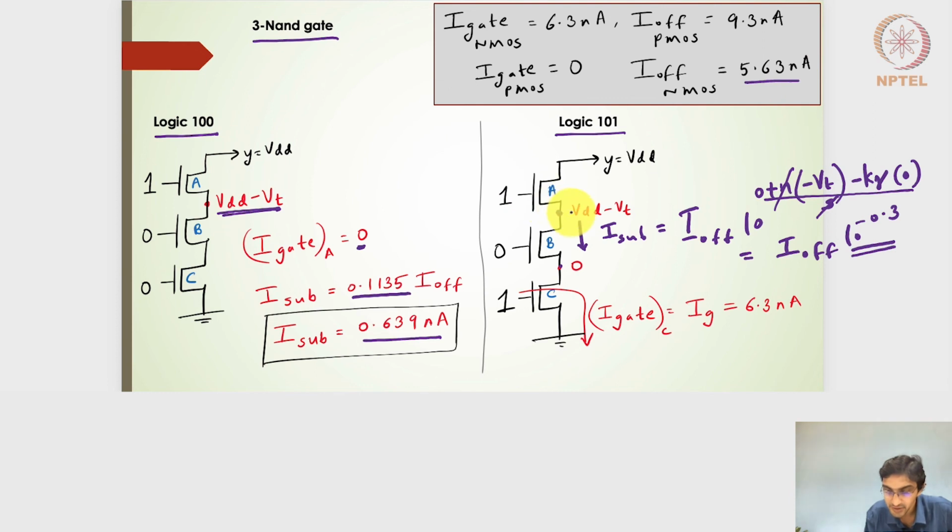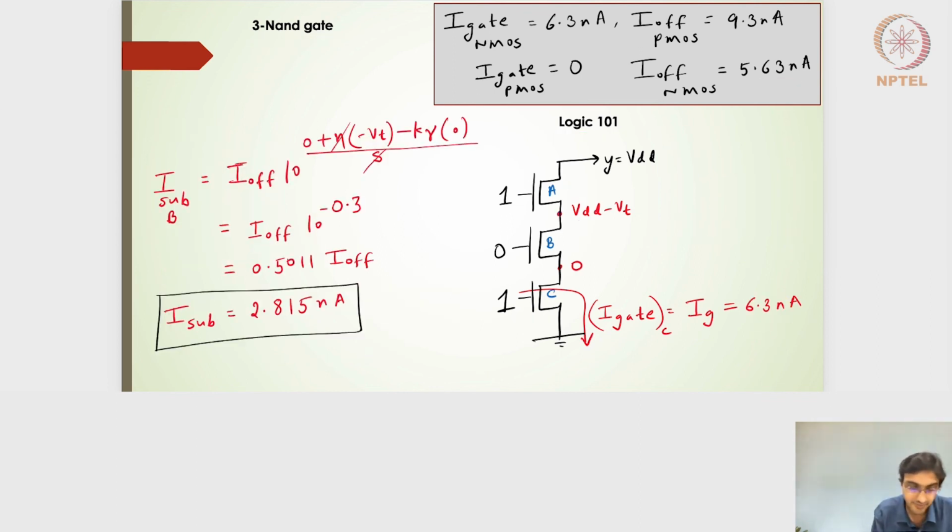The gate leakage current, because this is VDD minus VT, I will have a negligible gate leakage current here from this particular transistor. Right, the gate leakage current is 0. This is anyways an off transistor, so I will have no gate leakage current. I will have a gate leakage current coming from here because the VGS value here is actually 1 volt. So I will have a gate leakage current of the one single NMOS transistor, which is 6.3 nanoamperes. Right, so moving ahead, so this is what we had seen actually for the logic of 101. So the I subthreshold for the leakage current is what is stated here, 10 raised to minus of 0.3, so 0.5011 of I off, and I off is 5.63, so it will be 2.815 nanoamperes.